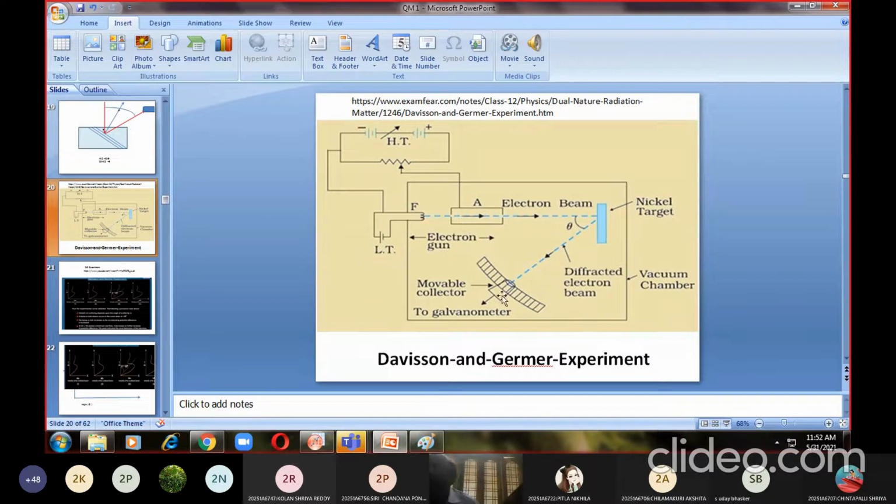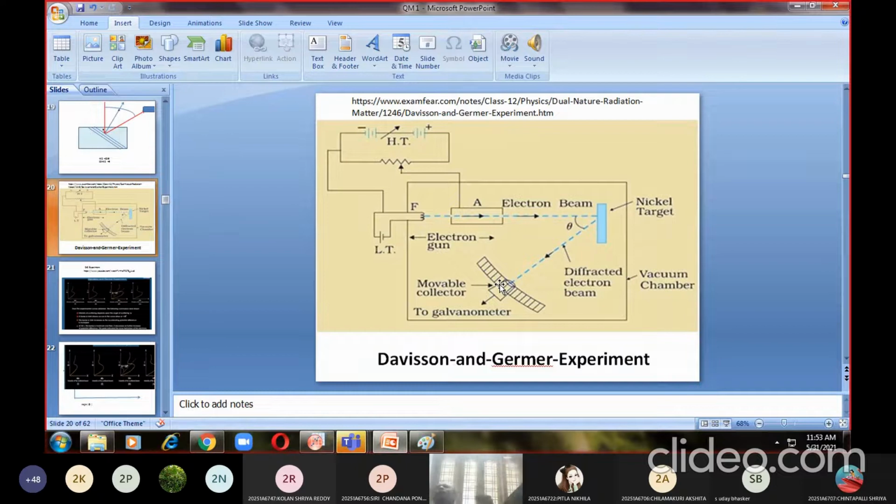After that, what do I have? On this detector, I have a galvanometer. That will measure the intensity. So there are three variables here. One is phi, the angle of incidence to angle of reflection, the total angle phi. And the second thing is potential, or V, with which you can accelerate the electrons.